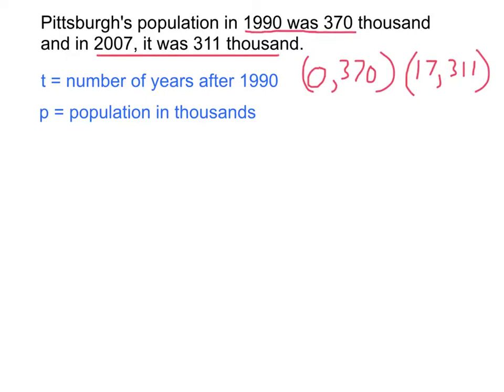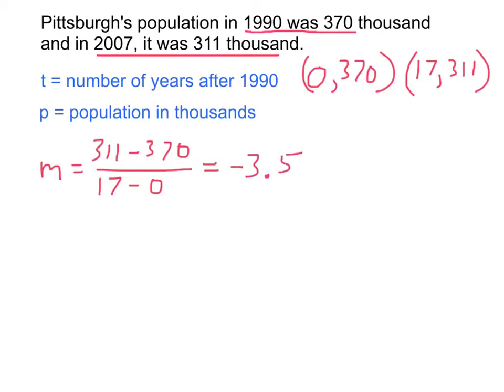Now let's calculate the slope, but let's keep track of the units. So in the slope, we're going to take y2 and subtract y1, so that would be 311 minus 370, and we'll divide that by x2 minus x1, and that would just be 17 minus 0. And when we do that out on a calculator, we'll get a decimal, and I'm going to round it off to negative 3.5.